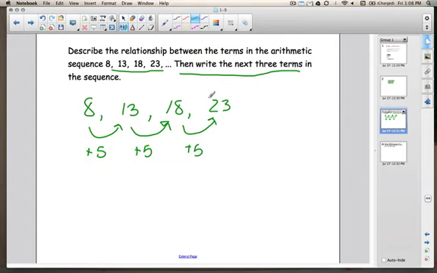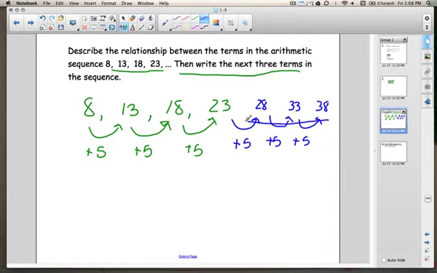So in order to figure out what the next few numbers are, or the next three terms in this sequence are going to be, all we have to do is add 5. So let's see. 23 plus 5 is going to be 28. And 28 plus 5 is going to be 33. And 33 plus 5 is going to be 38. So there in blue, those are going to be the next three terms in this sequence.